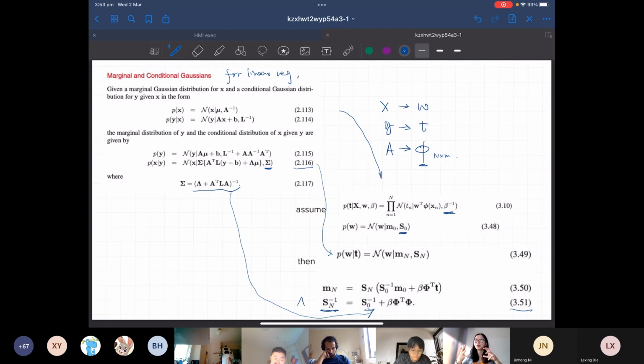So switching between the convention of precision and covariance matrix can be quite confusing.